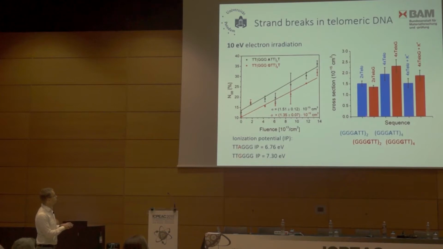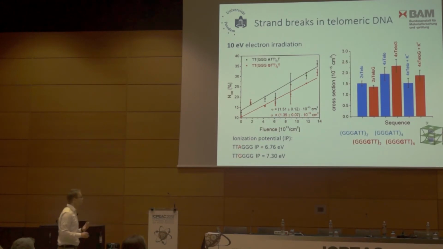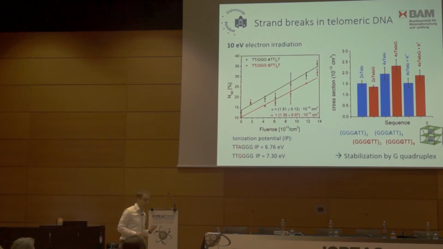So first of all, we have here the cross sections of the 2 times repeat units, and then we doubled the length of the telomeric DNA, and then the strand break cross section increases. And then we add potassium ions so that this telomeric DNA folds into quadruplexes, and then the strand break cross section decreases again. So this is the structure, and it appears that the guanine quadruplex stabilizes the whole system, but the extent of stabilization is actually much less than we expect for double-stranded DNA.